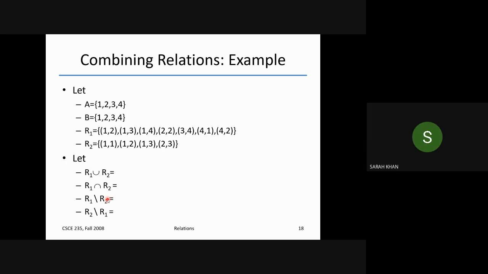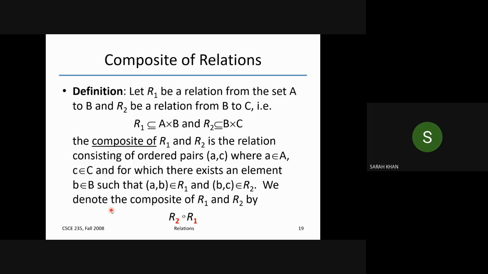So 5. Pardon? 5. Okay. What is R2 minus R1 cardinality? 2. 2. Okay. So let's proceed ahead. Composite of relation. This is another operation, composition.